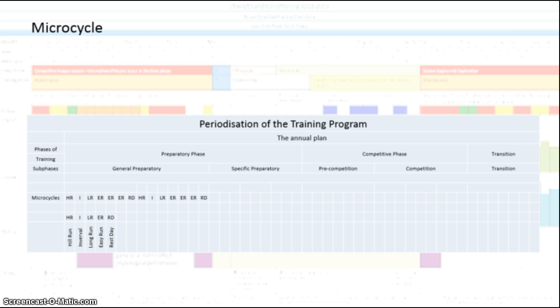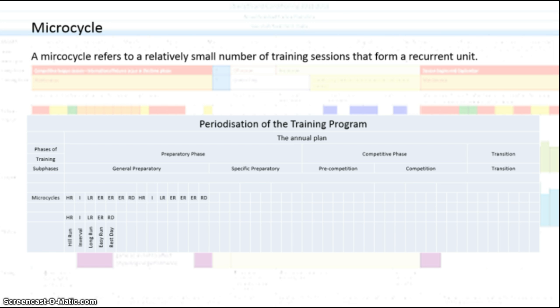Let's start by having a look at the microcycle. The microcycle refers to a relatively small number of training sessions that form a recurrent unit. For example, an athlete's training program may consist of a hard training day, followed by an easy day, and then a rest day. And this hard, easy, rest pattern is then repeated. This would form a 3-day microcycle.